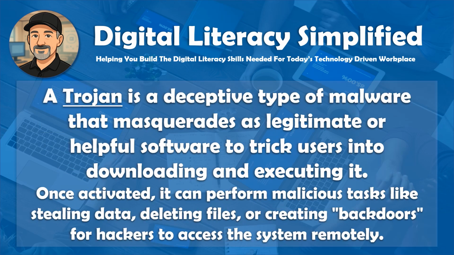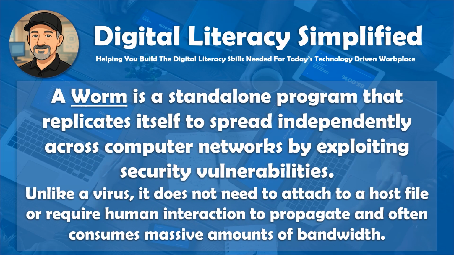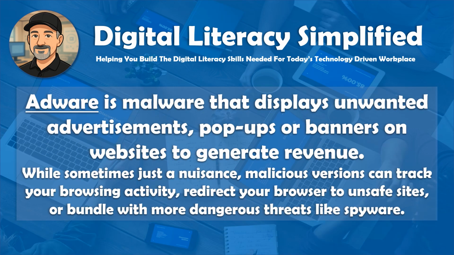A Trojan is a deceptive type of malware that masquerades as legitimate or helpful software to trick users into downloading and executing it. Once activated, it can perform malicious tasks like stealing data, deleting files, or creating backdoors for hackers to access the system remotely. A worm is a standalone program that replicates itself to spread independently across computer networks by exploiting security vulnerabilities. Unlike a virus, it does not need to attach to a host file or require human interaction to propagate and often consumes massive amounts of bandwidth.